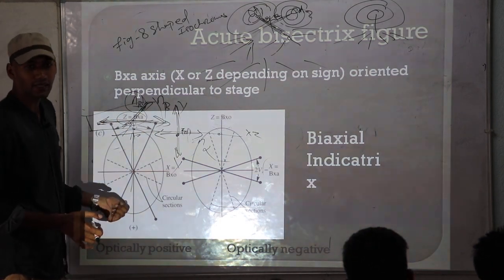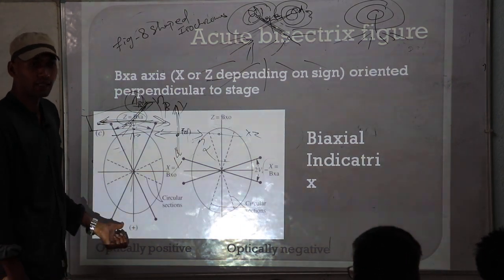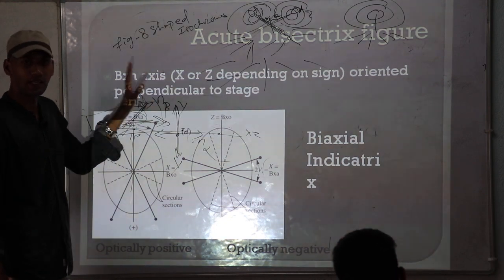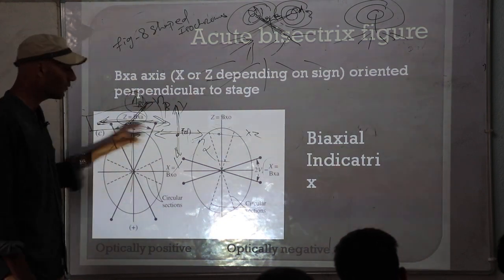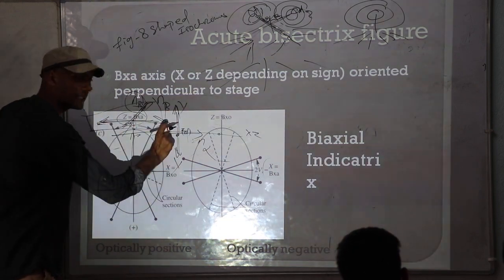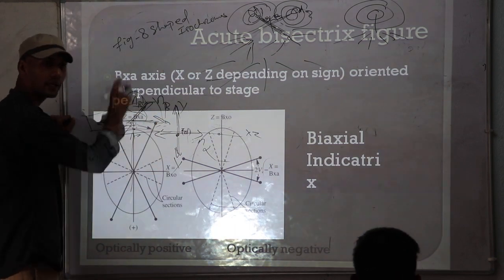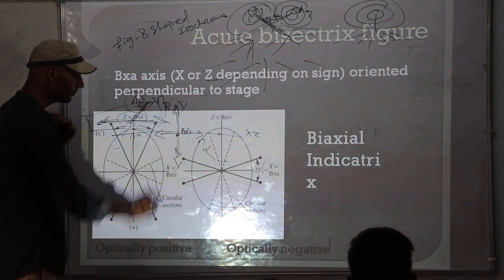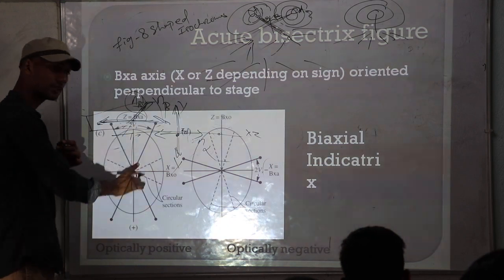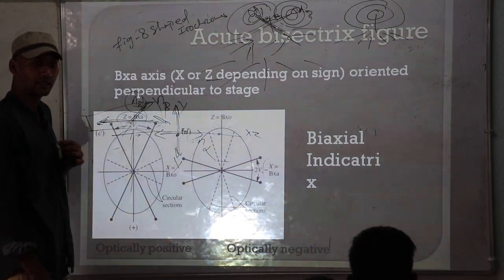Got that? You have to find out whether that is X or Z. If you know that the acute bisectrix is X or Z, you know the mineral is positive or negative. You know which is perpendicular to the optic plane, that is N beta, that is the Y axis. You just have to find out what that other vibration is, X or Z. If this vibration is X, the acute bisectrix is Z. If this is Z, the acute bisectrix is X. Then you know the mineral is positive or negative. Got that?